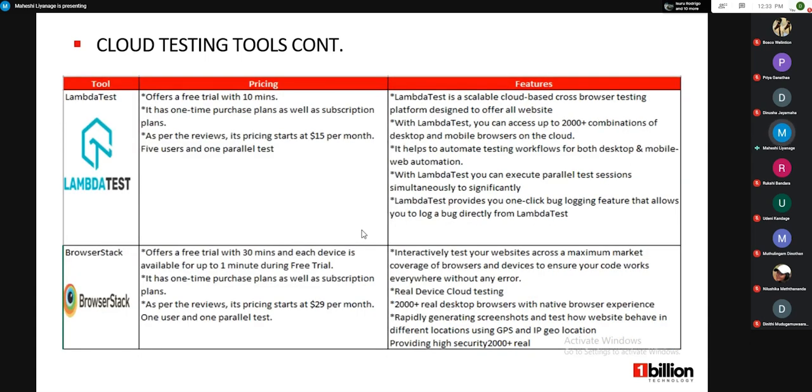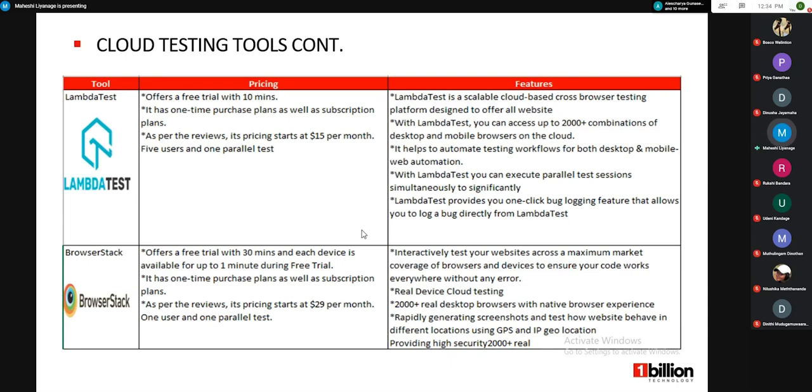Then we have LambdaTest. We have used this in the Valence project also. This offers a free trial with 10 minutes. And this also has one-time purchase plans and subscription plans. This is a scalable cloud-based cross-browser testing platform. And you can access up to 2,000 plus combinations of desktop and mobile browsers. And this will help you to automate testing workflows on desktop and mobile.